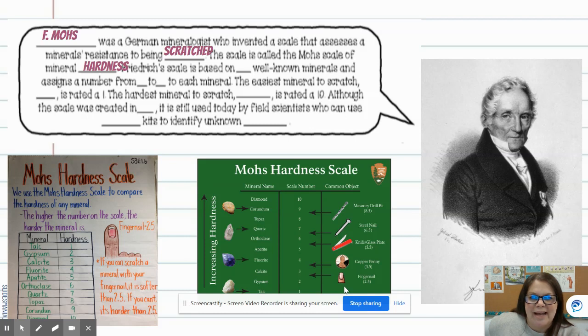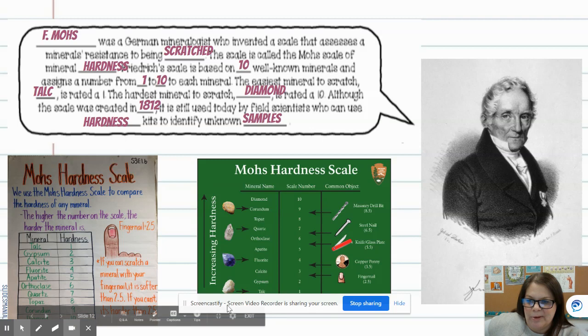Friedrich's scale is based on 10 well-known minerals and assigns a number from 1 to 10. The easiest mineral to scratch is talc, and it is rated a 1. The hardest mineral to scratch is diamond, a 10. Although the scale was created a long time ago, in 1812, it is still used today by field scientists who can use these hardness kits to identify unknown samples.